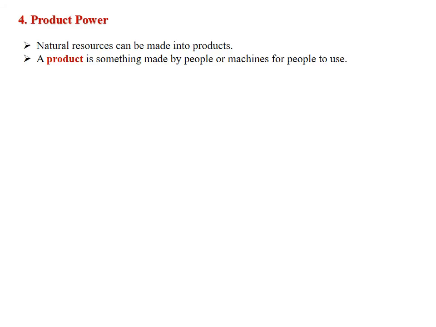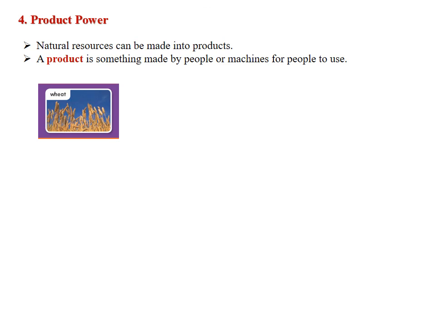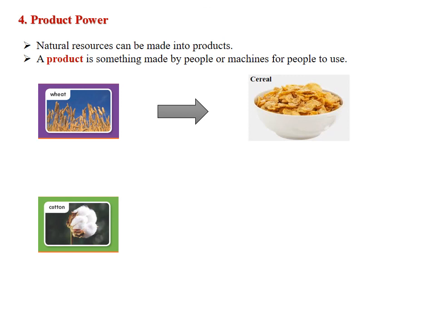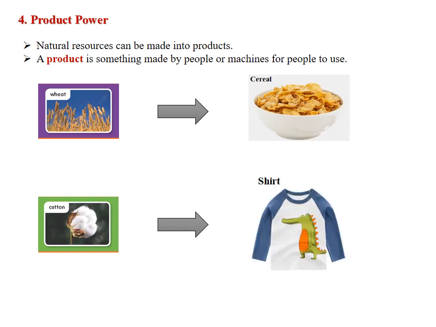Finally, we are going to talk about products. Natural resources can be made into products. What is a product? By definition, a product is something made by people or machines for people to use. Now we are going to see two different examples of products that come from natural resources. First example, wheat can be made into cereal and cotton can be made into a shirt.